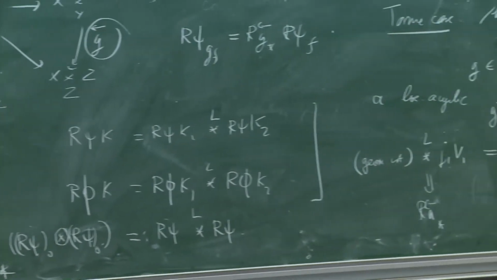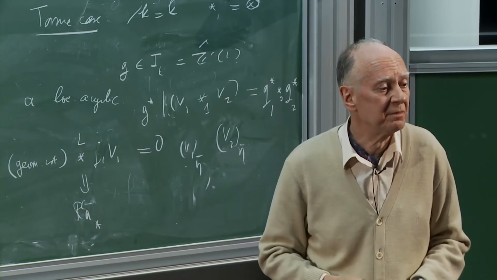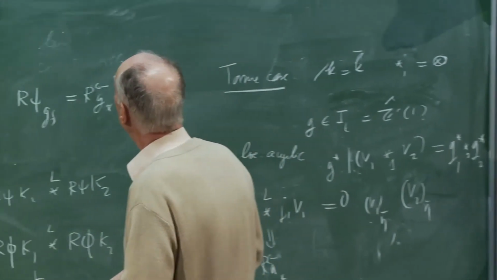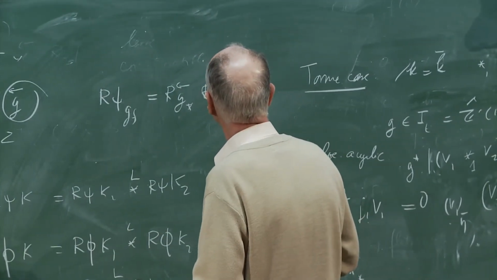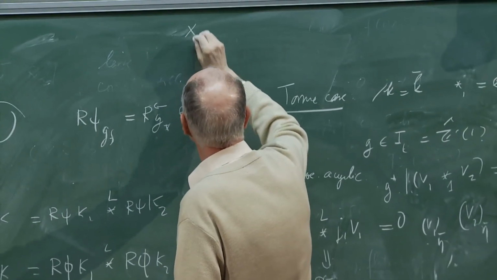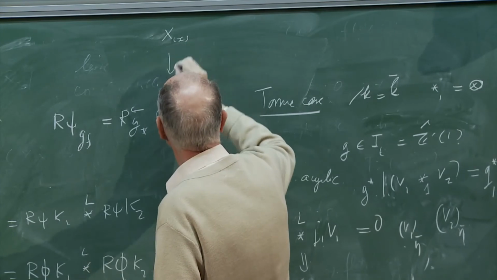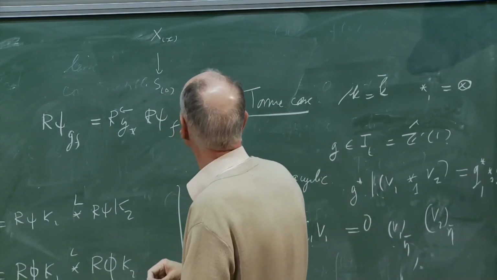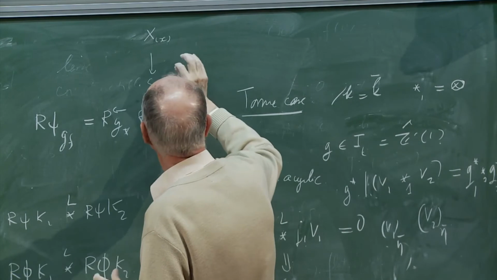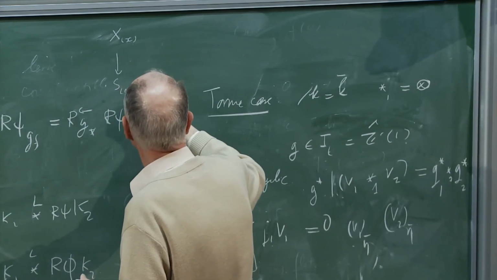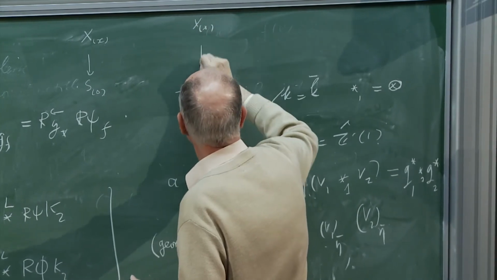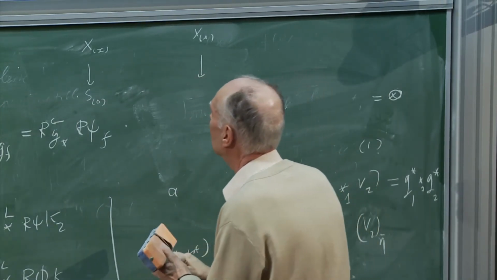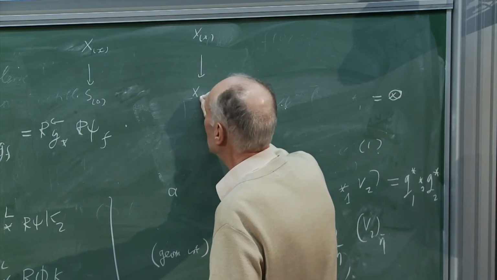So in fact, to understand the stalks of this R psi, I should have said a little more, but I had no time. So in fact, in the local situation, it's a X, S, S. So then in this local situation, you have this psi to the vanishing topos.